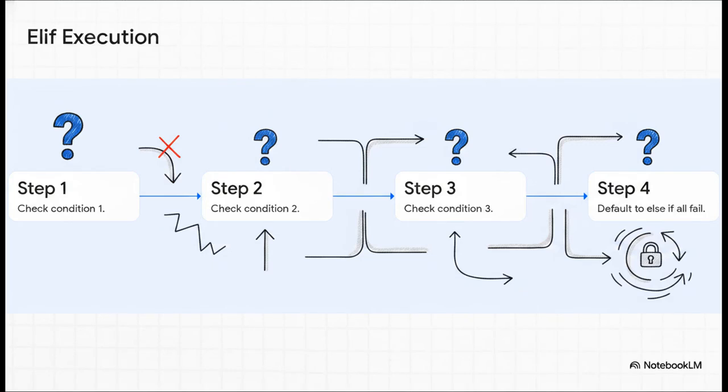What if we have way more than just two options? Well, Python provides elif, which is just short for else if. This elegantly checks a sequence of conditions strictly from top to bottom. It checks condition 1. If that's false, it moves to condition 2. If that's false, it evaluates condition 3, and so on, all the way down until it hits a default else, if literally everything else fails.